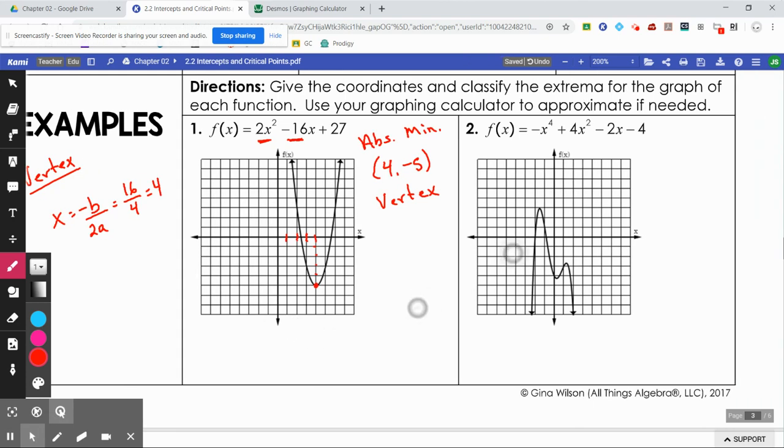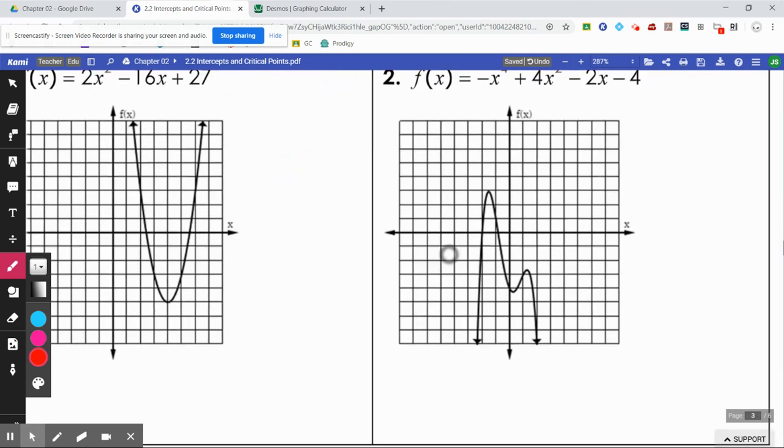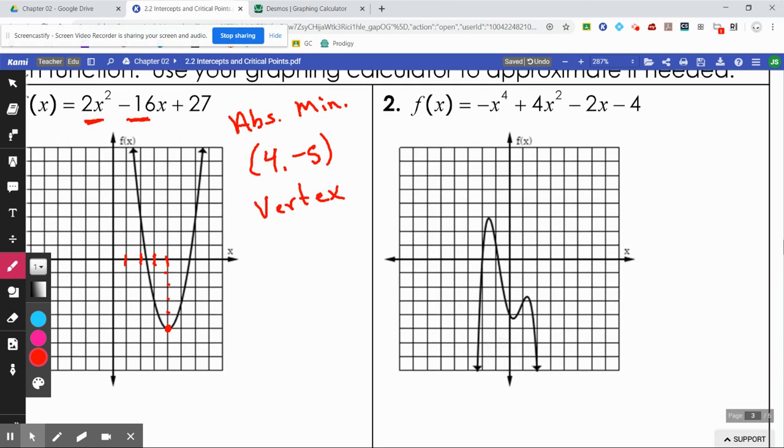Now the next one's a little bit tougher because we can't hardly tell what these maximum and minimum values are, but we know that the absolute highest point on the graph is located right here.